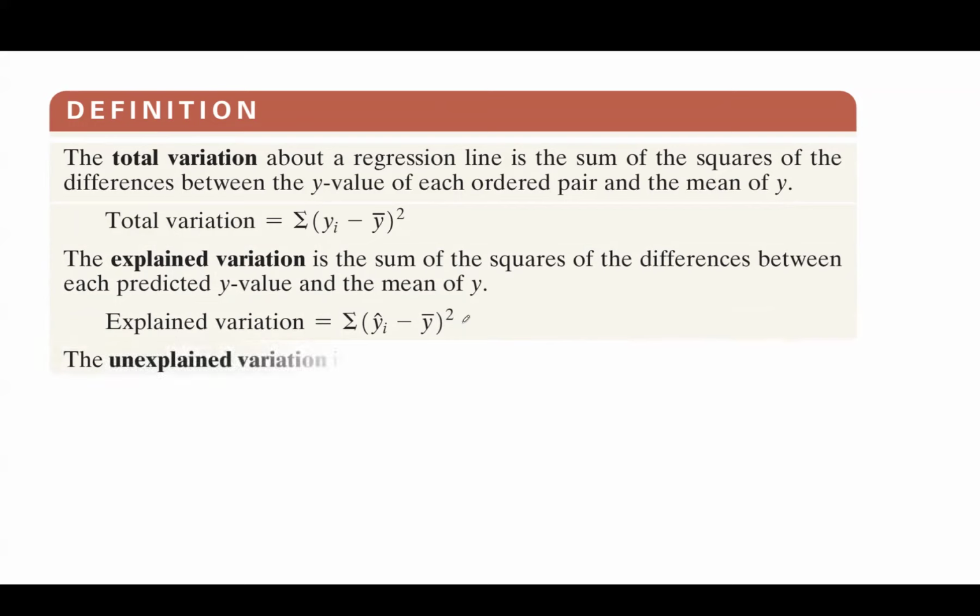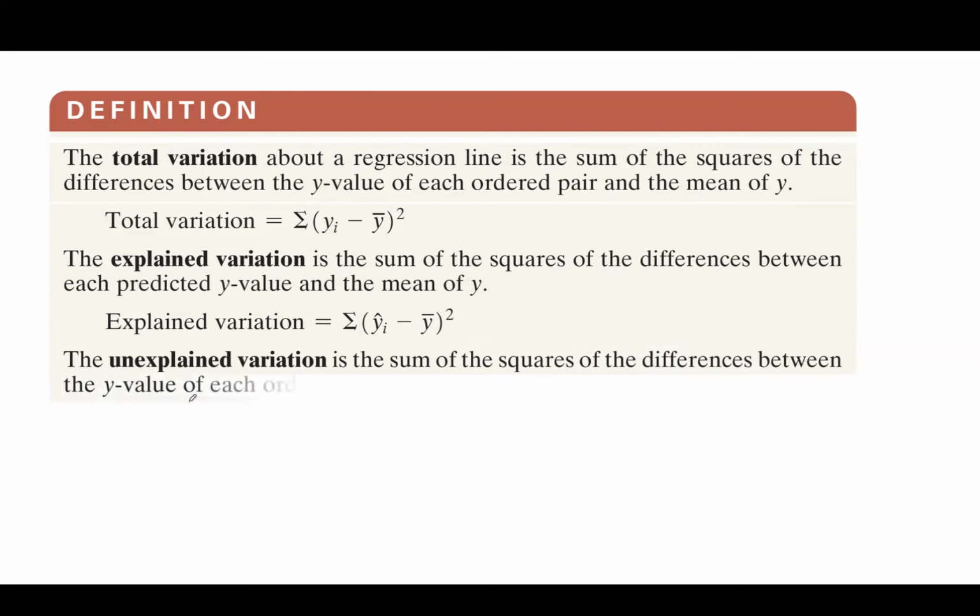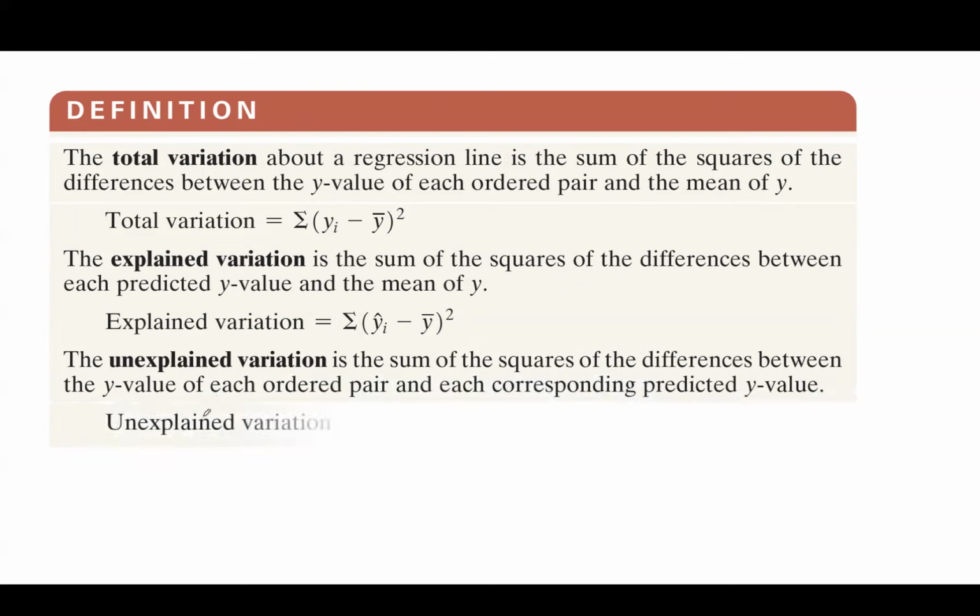And finally, we have the definition for unexplained variation. It is the sum of the squares of the differences between the y value of each ordered pair and each corresponding predicted y value. And we can formulate unexplained variation as the summation of yi minus yi hat raised to the second power.